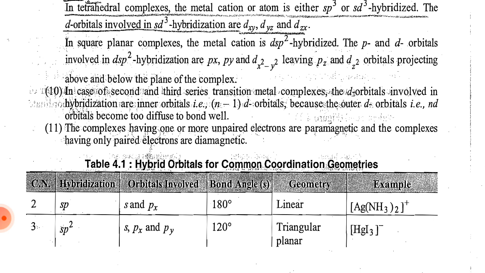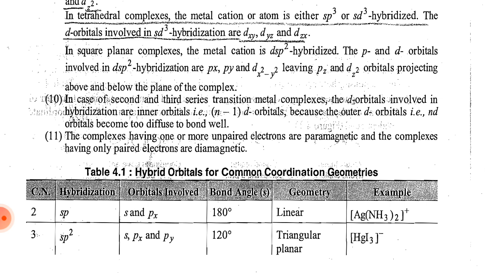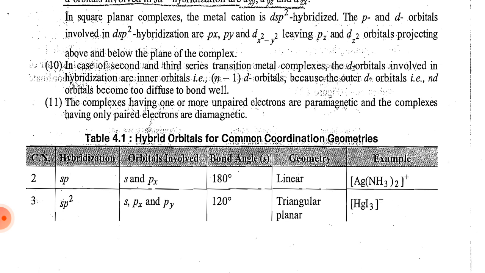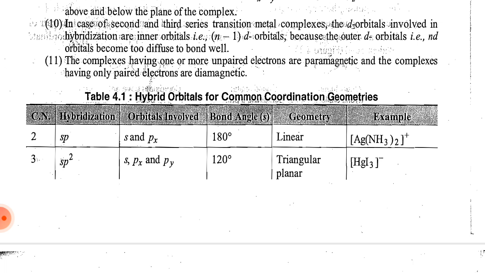In tetrahedral complexes, the metal cation or atom is either sp3 or sd3 hybridized. The d orbitals involved in sd3 hybridization are dxy, dyz, and dzx. In square planar complexes, the metal cation is dsp2 hybridized. The p and d orbitals involved in dsp2 hybridization are px, py, and dx2-y2, leaving pz and dz2 orbitals projecting above and below the plane of the complex.